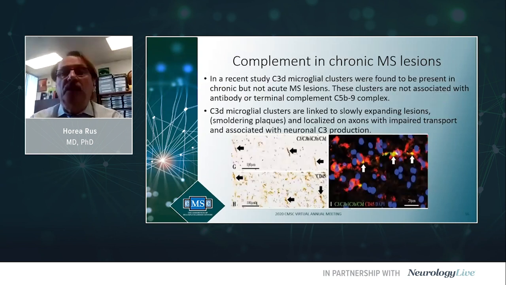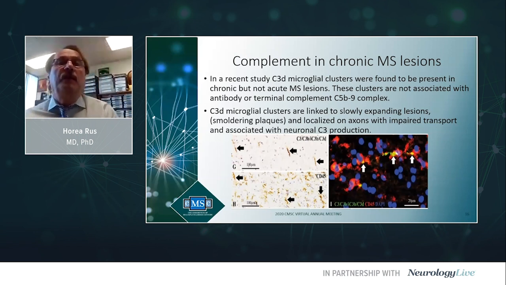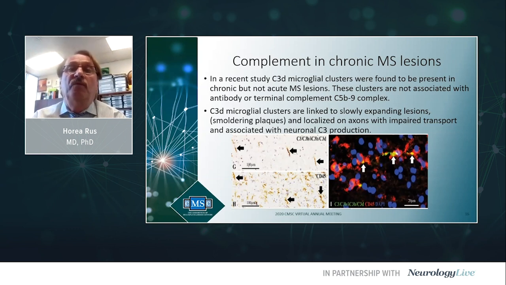In chronic lesions, recently, it has also been described the presence of C3d microglial clusters, which are found to be present in chronic, but not in acute MS lesions. Characteristic is the fact that these clusters of microglia have no antibody presence or terminal complement C5b-9 complex present.